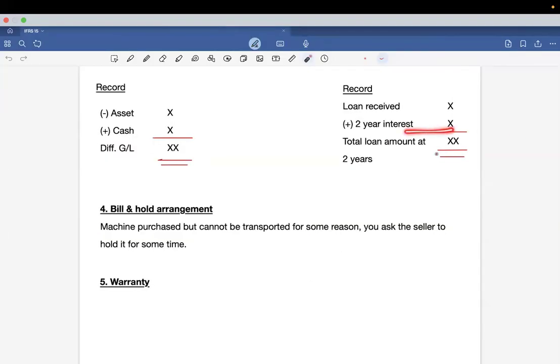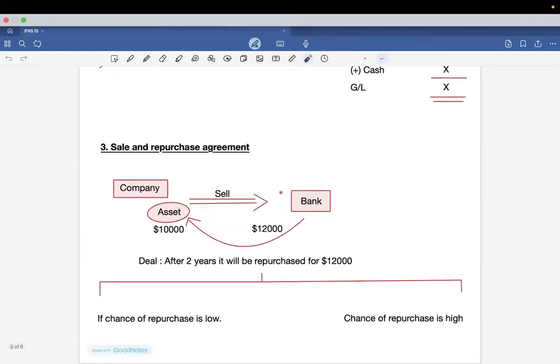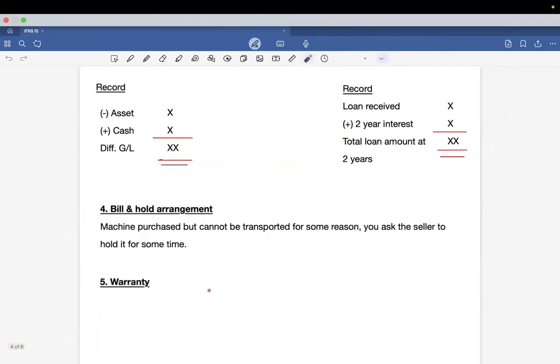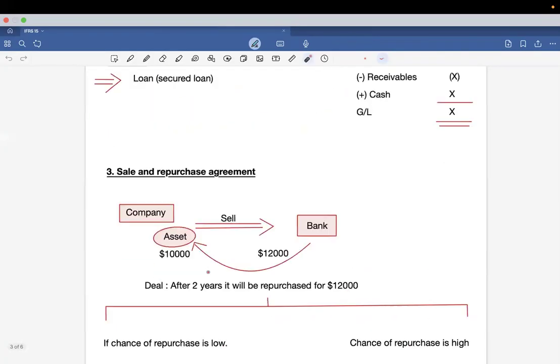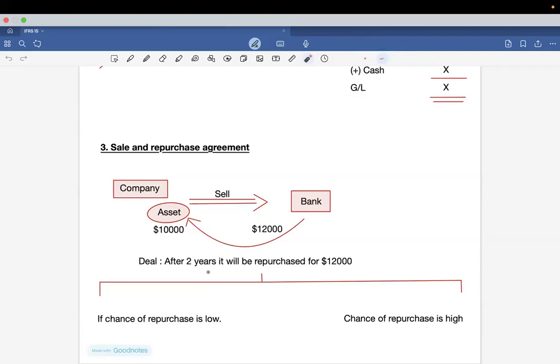But if I am selling something to the bank, why is it considered a loan and why is there interest? Because there is a high chance that you're going to take it back. There is a repurchase factor. Because it is considered a loan under IFRS 15. Because there is a high chance that you're going to repurchase it, you're not actually completely letting off the asset to the bank, right?